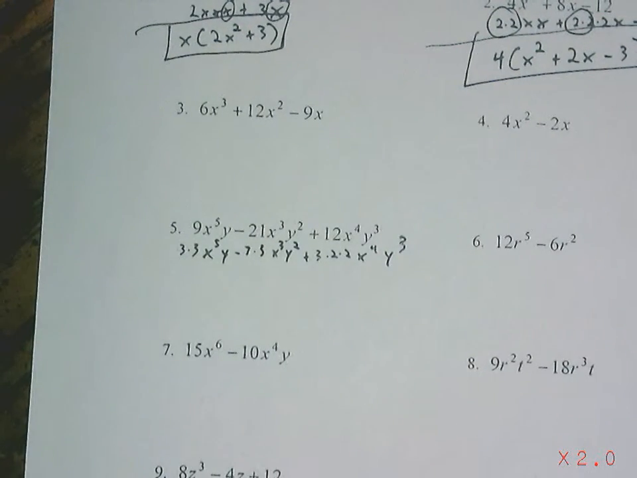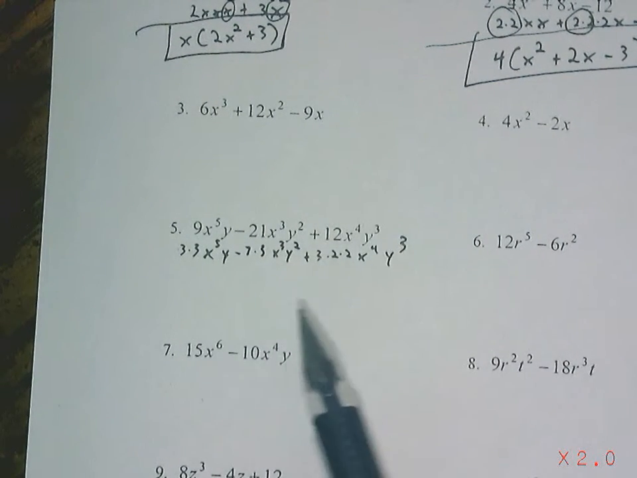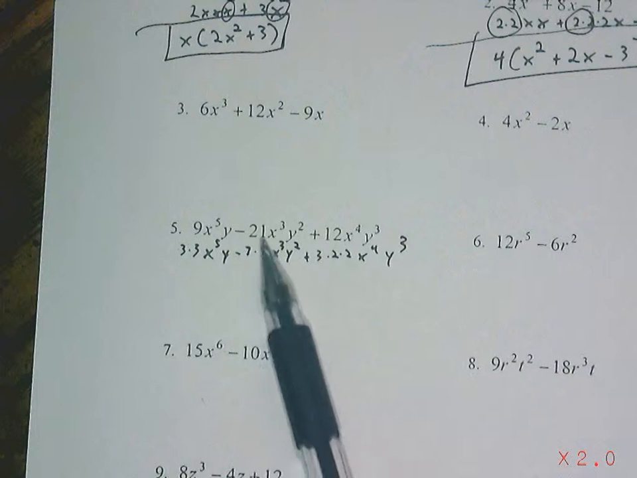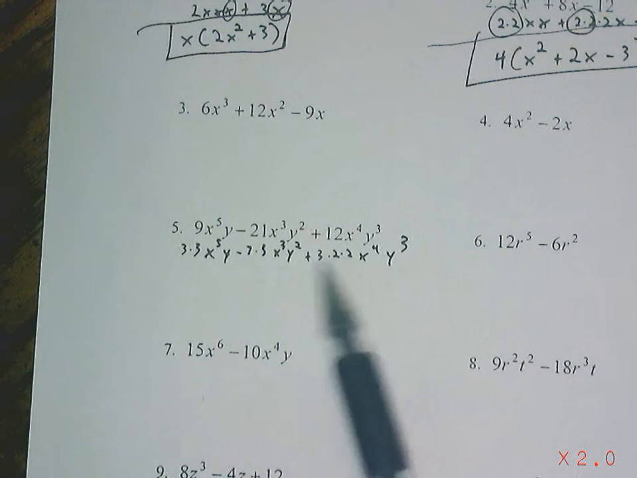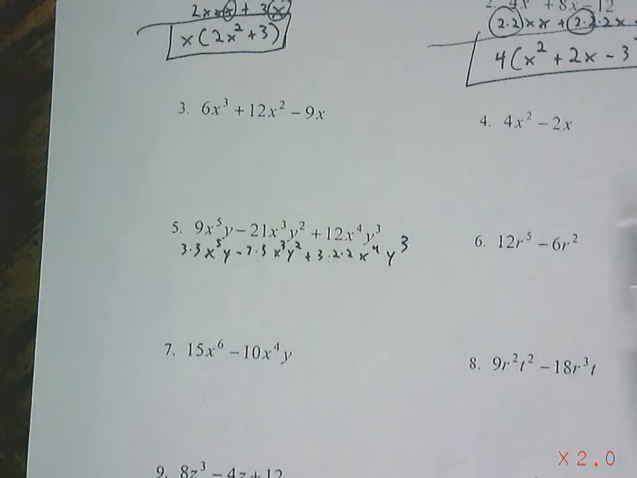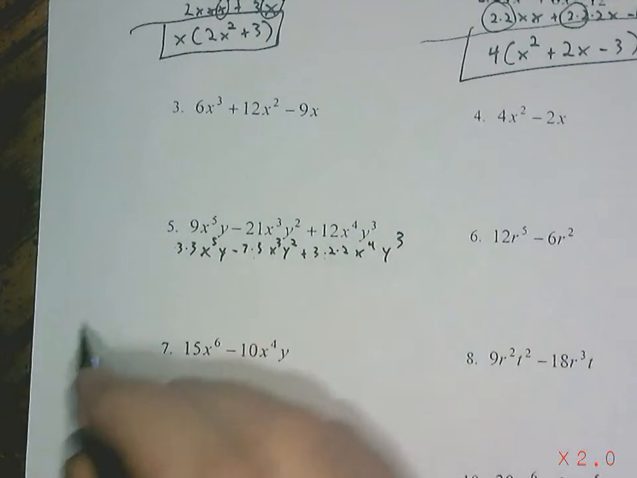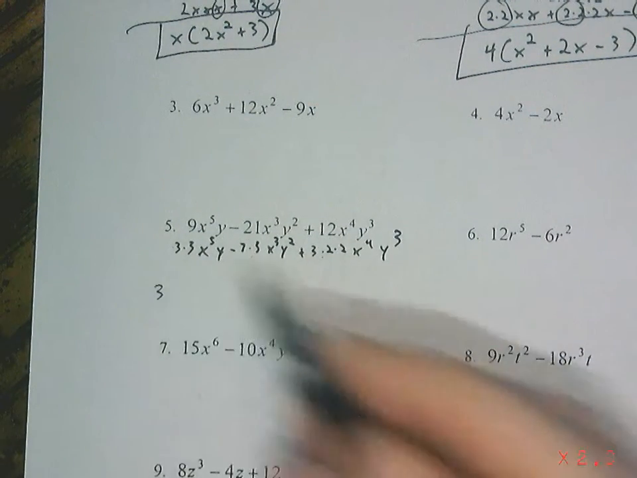Okay. First thing I'm going to look for is my coefficients. What's the common, if any, coefficient here? Looks like each one of them has a 3. So I'm going to take out a 3. That's going to go in front.